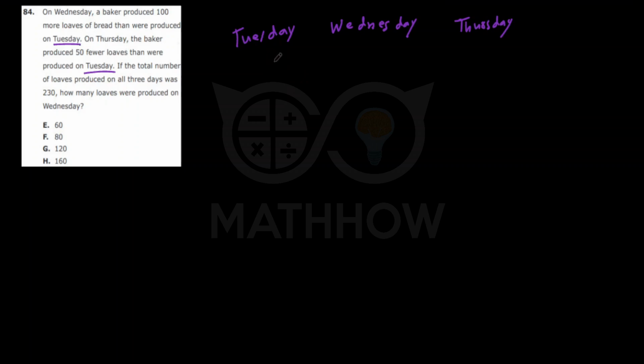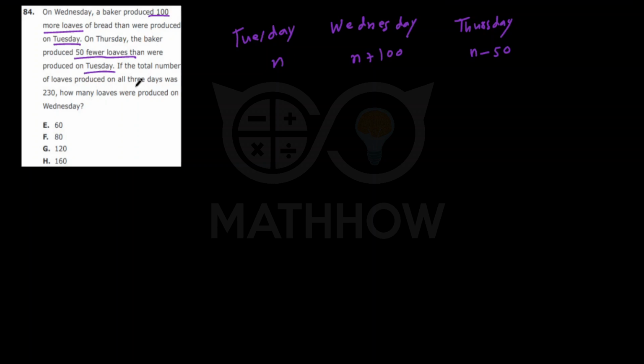Suppose the number of loaves produced on Tuesday is n. Then how many loaves were produced on Wednesday? The baker produced 100 more loaves of bread than were produced on Tuesday. So the total number of loaves is n plus 100. The baker produced 50 fewer loaves than were produced on Tuesday. So the total number of loaves produced on Thursday will be n minus 50.